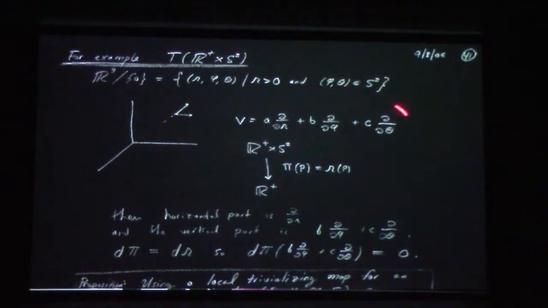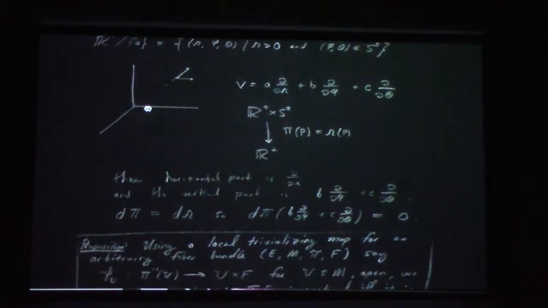It sends this piece to 0 and it just keeps that piece. All right, that's what the push forward under the pi map does. It just kills off these two guys. So any linear combination of the angular derivations is 0, whereas, well, in fact, d pi is dr in this case, so in this notation. All right, anyway.